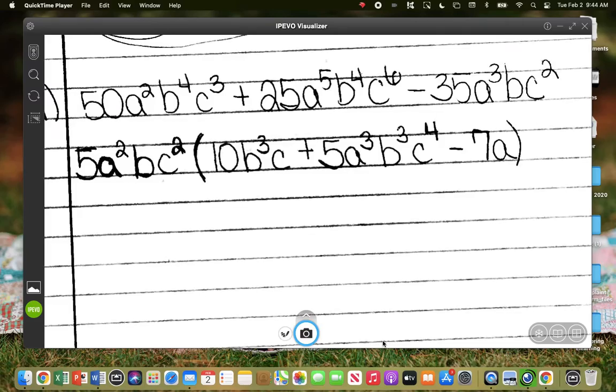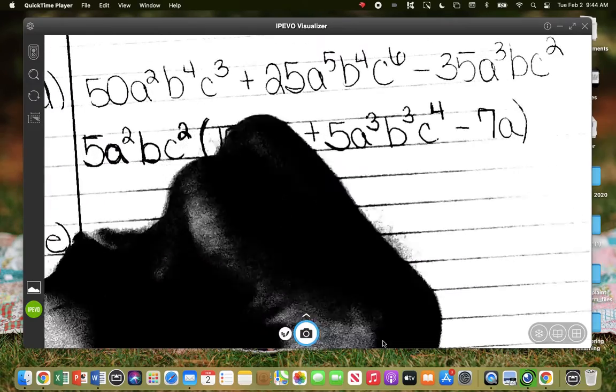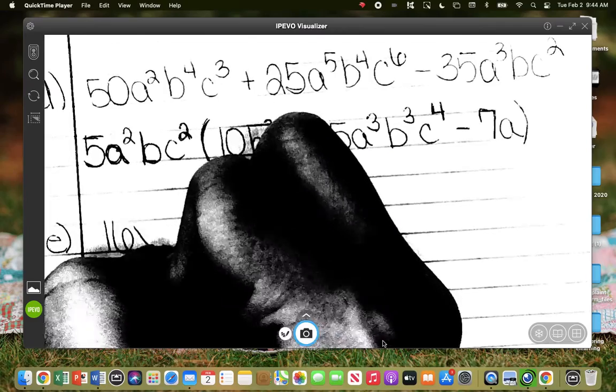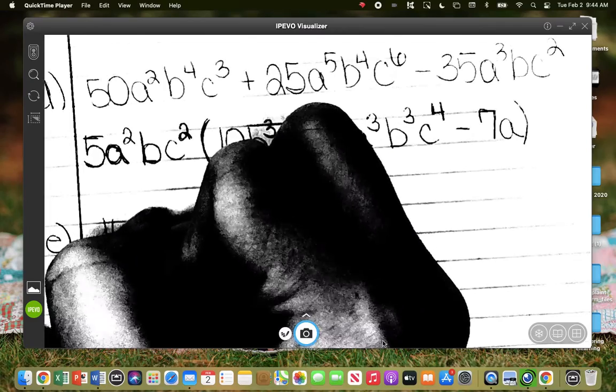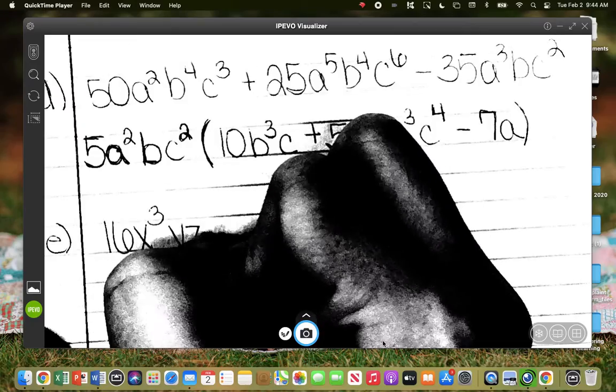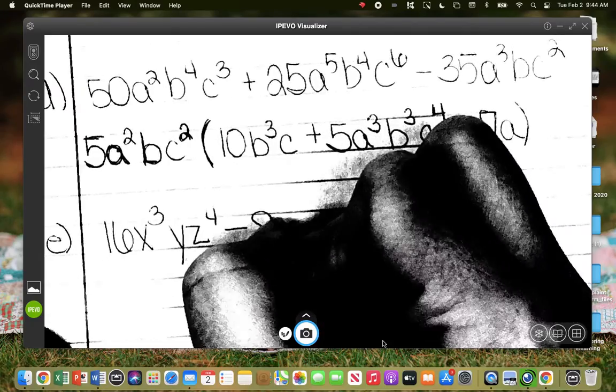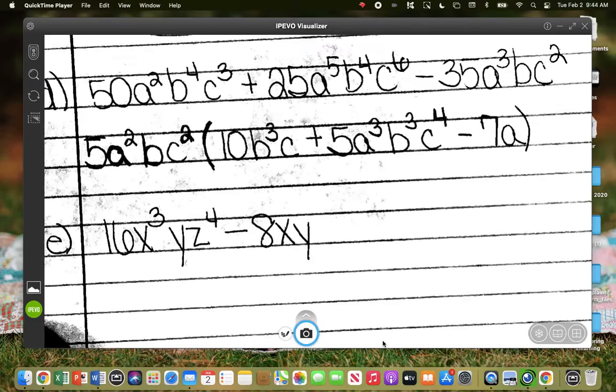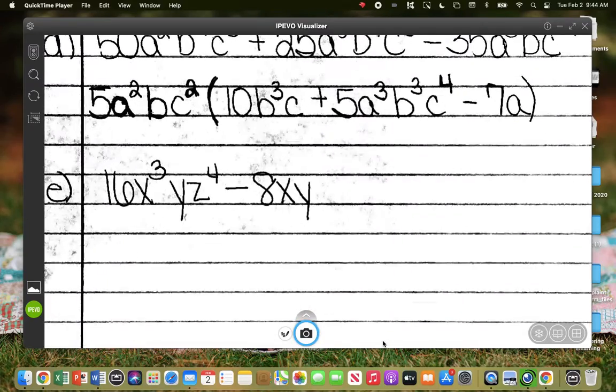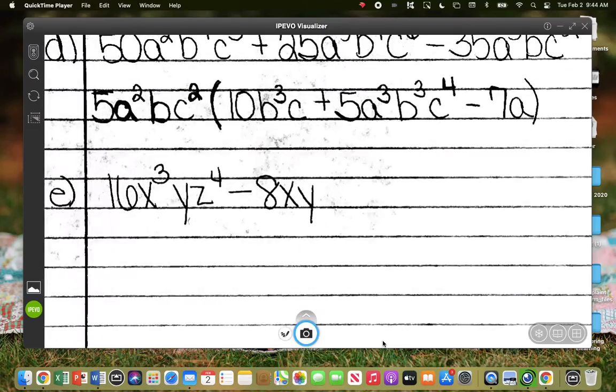Okay, I've got one more because this is probably the one that I always see people trip up on and I don't know why. So, this is my last one I want to show you guys, and it's only going to be a 2 term. I'm not going to make it super long. All right, is that tall enough? Can you guys all see that? So I have 16x cubed yz to the 4th minus 8xy.